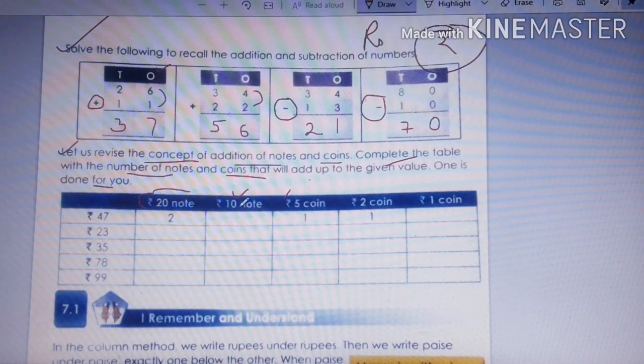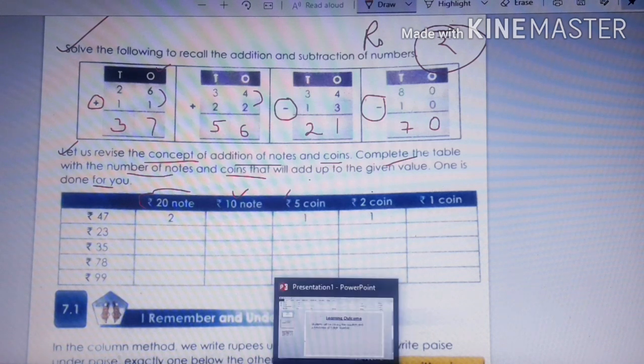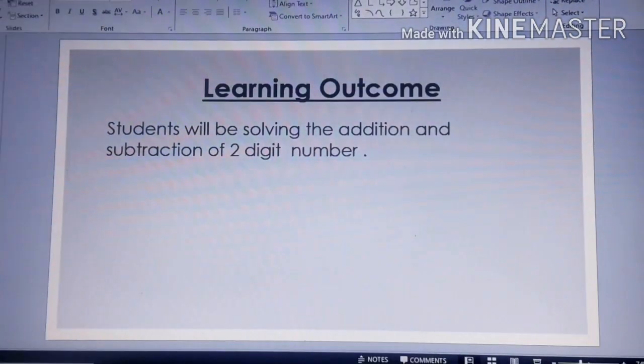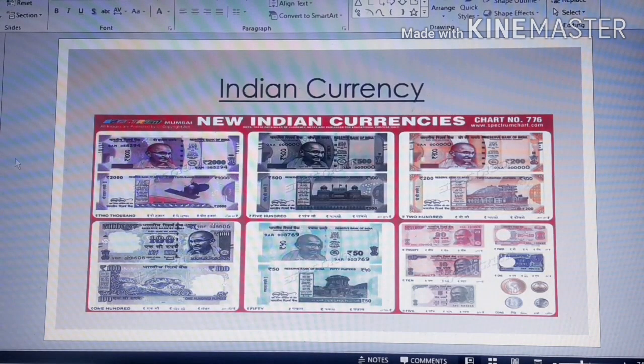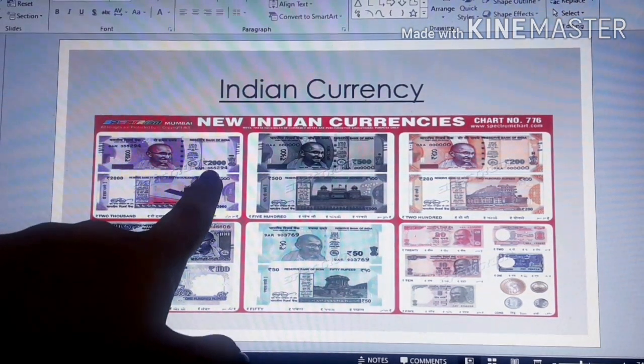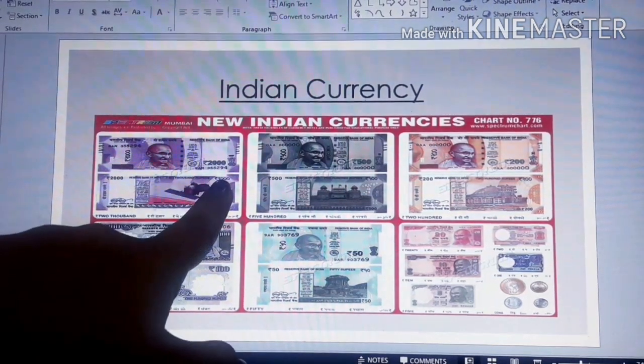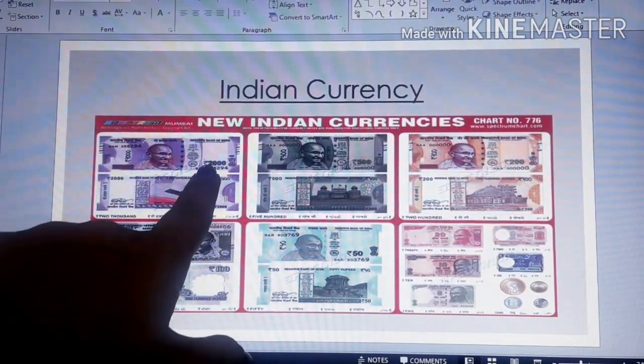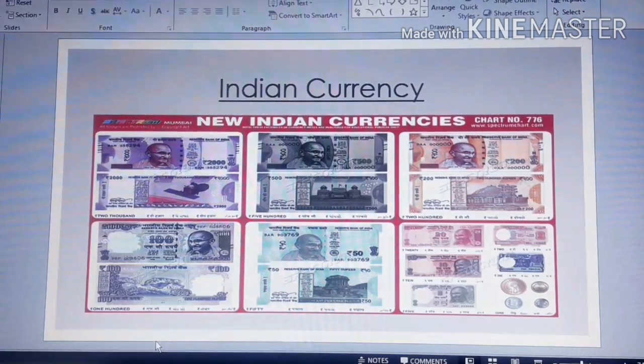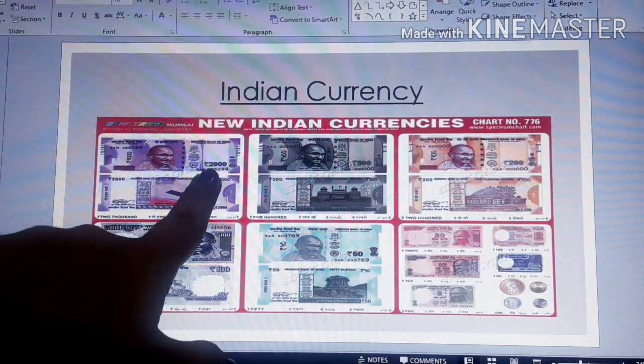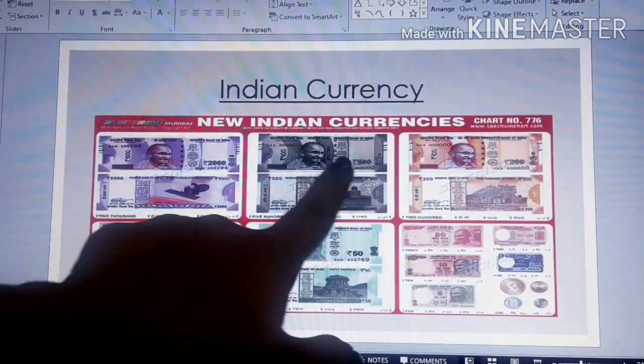So this is a rupees 10 note, rupees 5 coin, then here is a rupees 2 coin and a rupees 1 coin. So let's recall the Indian currencies. Now children, you can see here, these are all new Indian currencies. The amount is written on the note itself. Where it is written rupees, 3 zeros are there and 2 is there, it is 2000.